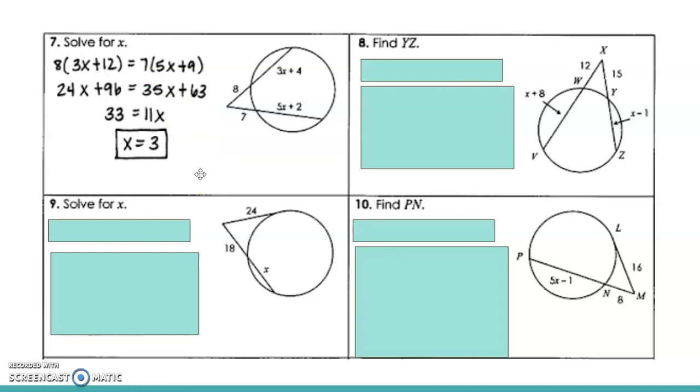Number 8, we're also looking at those intersections outside of our circle with our two secants. So setting up this problem, we are going to have 12 times x plus 20.